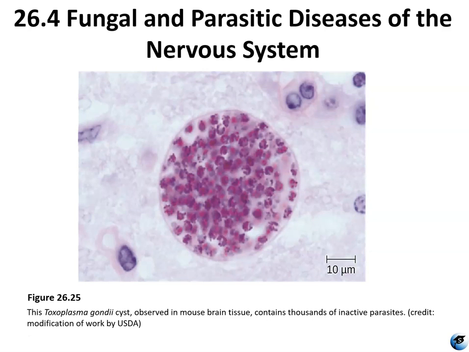Toxoplasmosis is a disease that results from infection with the Toxoplasma gondii parasite, and this is one of the world's most common parasites. Infection usually occurs by eating undercooked contaminated meat, exposure from infected cat feces, or from mother to child transmission during pregnancy. Figure 26.25 is showing the Toxoplasma gondii cyst observed in mouse brain tissue, and it contains thousands of inactivated parasites.